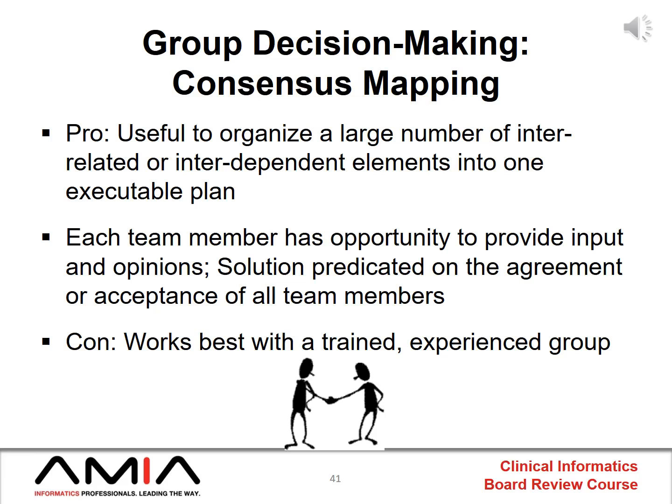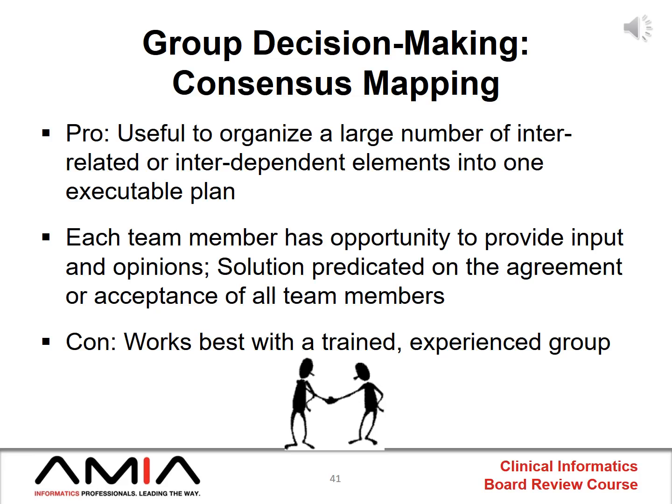This is in contrast to nominal group, where nominal group really is good at helping you make a decision about one problem or situation where there are multiple possible solutions. In consensus mapping, just like in nominal group, each team member has the opportunity to provide input and opinions. However, in consensus mapping, the solution is predicated on the agreement or acceptance of all of the team members.